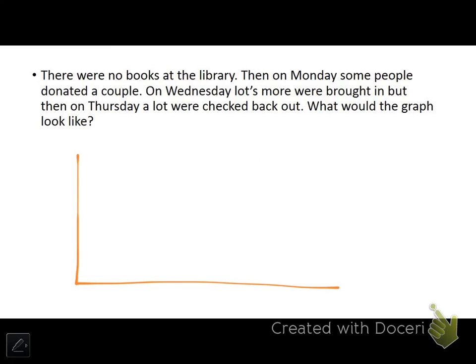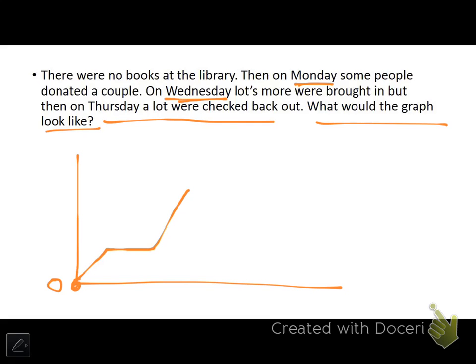Okay, this is going to be a graph because it doesn't have any numbers, and it says, what would the graph look like? There were no books at the library. Then on Monday, some people donated a couple. On Wednesday, lots more were brought in, but then on Thursday, a lot were checked back out. What would the graph look like? Okay, so we started at 0 because there's no books. Then on Monday, some people donated a couple. On Wednesday, lots more were brought in. Well, what happened to Tuesday? So Tuesday it was constant, but then Wednesday a lot more were brought in. Thursday a lot were checked back out, so we had to go back down. A lot of people missed this Tuesday right here, so make sure you read the equation thoroughly.